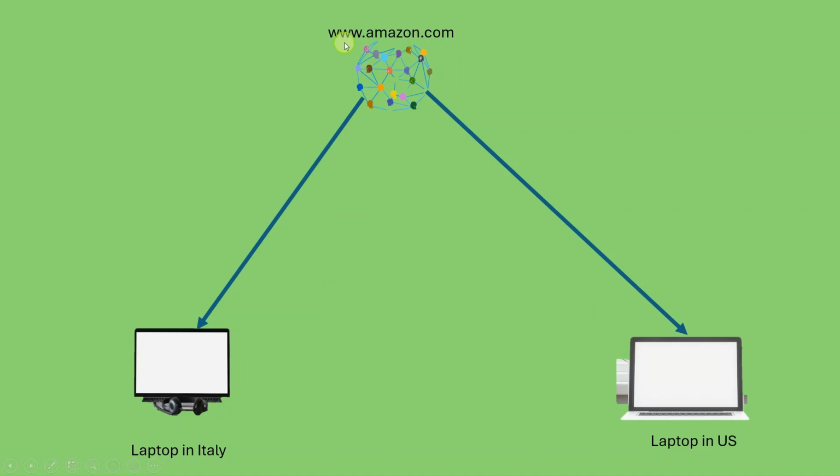Now in this setup, you can see this website is Amazon.com. It represents Amazon.com, where you can go and buy books or other products. Now look at this laptop. This one is a laptop in Italy, and this represents another laptop in the United States. So location in this case is not a barrier. Somebody is using this laptop, and he's accessing Amazon to buy a particular book.